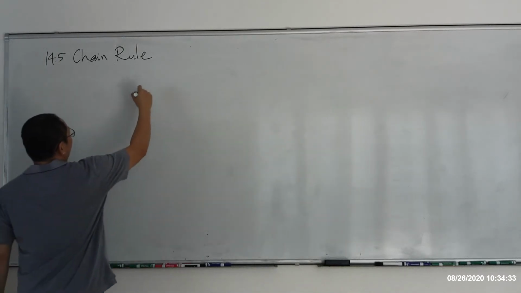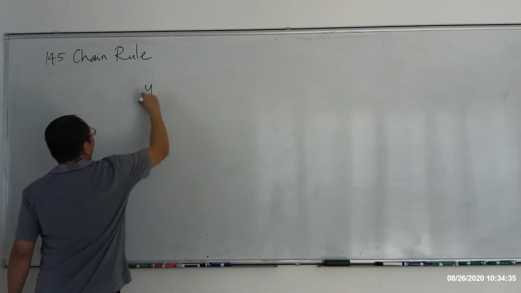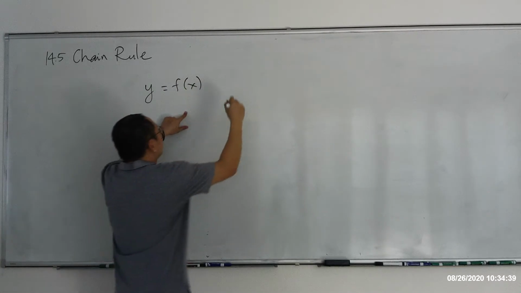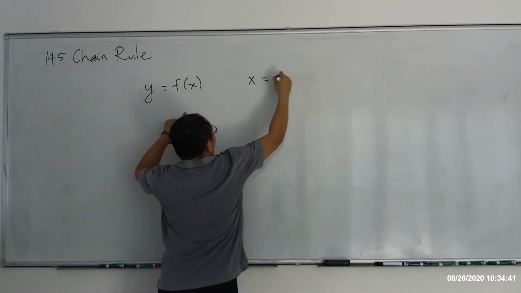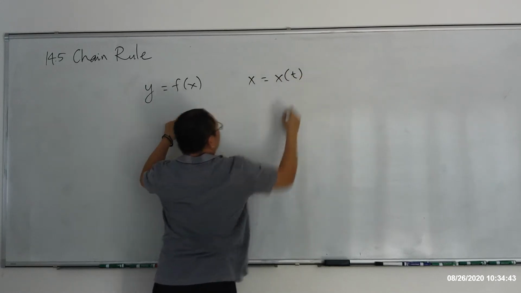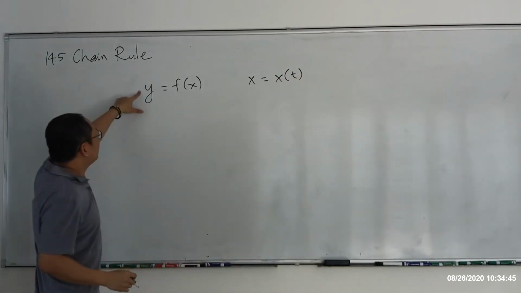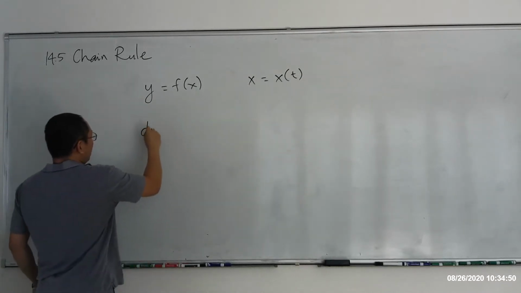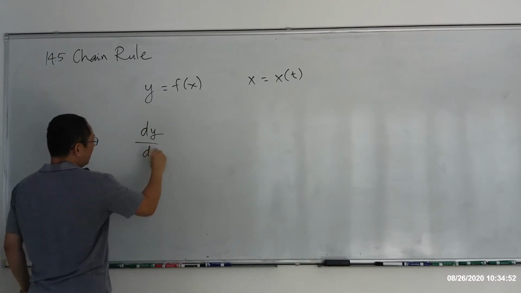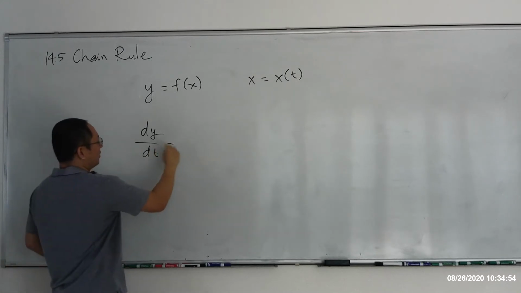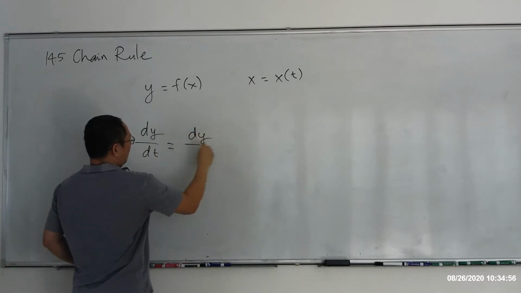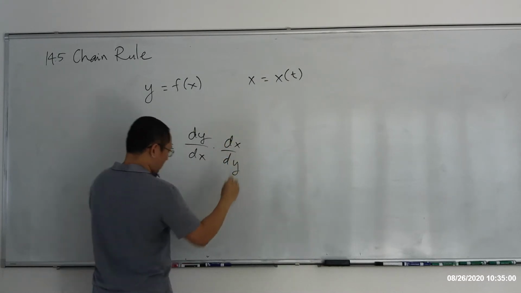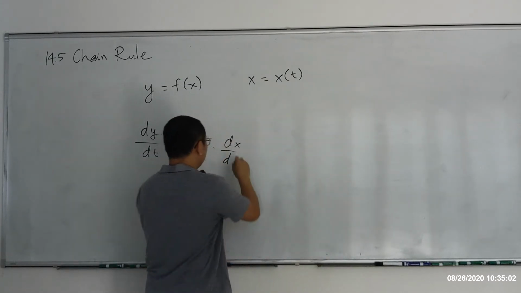Recall you have y equal to f of x, right? And now x is not a variable. x is a function of t, so let me write it this way. So you want to differentiate y with respect to t, dy over dt. I'm using Leibniz notation. It is equal to dy over dx times dx over dt.